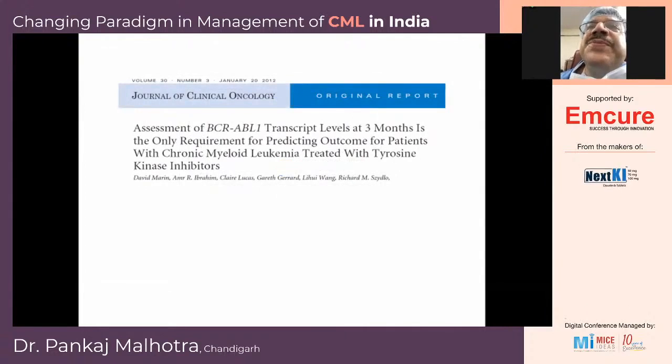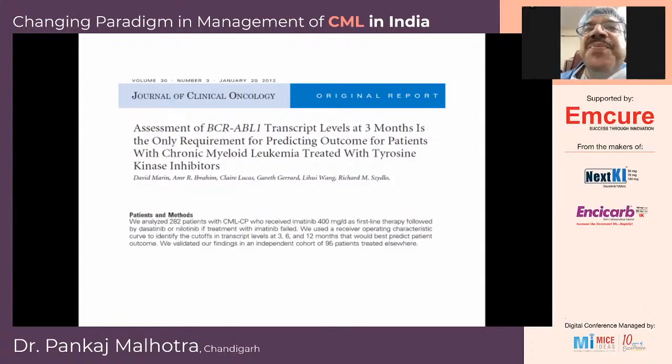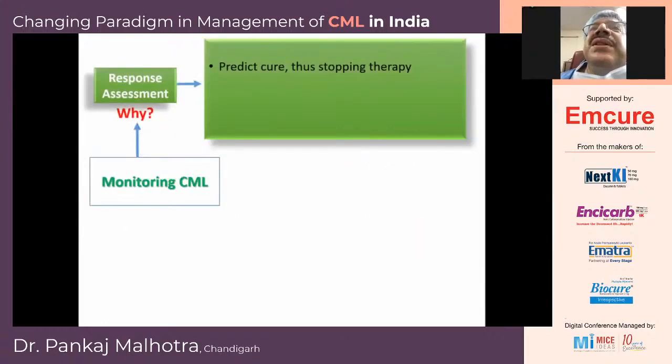And then this paper came by David Marin, who actually looked at the BCR-ABL transcripts at 3 months, and they could predict what is happening at 8 years. So they looked at 282 patients, and the patients who achieved BCR-ABL less than 10% at 3 months did well over a period of 8 years. The next is predicting cure and thus stopping therapy.